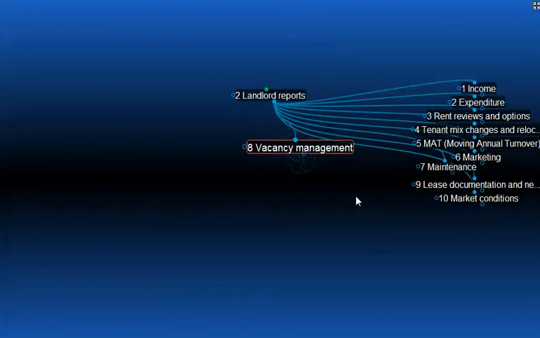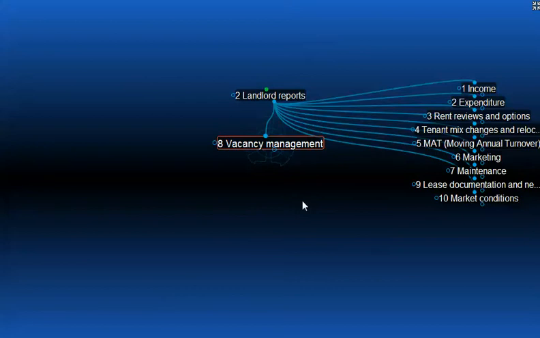Let's look at number 8, vacancy management. Most landlords don't want to have vacancies in their properties, although the occasional vacancy is certainly needed, especially when you need to renovate a part of the common area or the property or move tenants to improve the tenancy mix. On that basis, vacancy management is a special part of the business plan for that retail shopping centre.